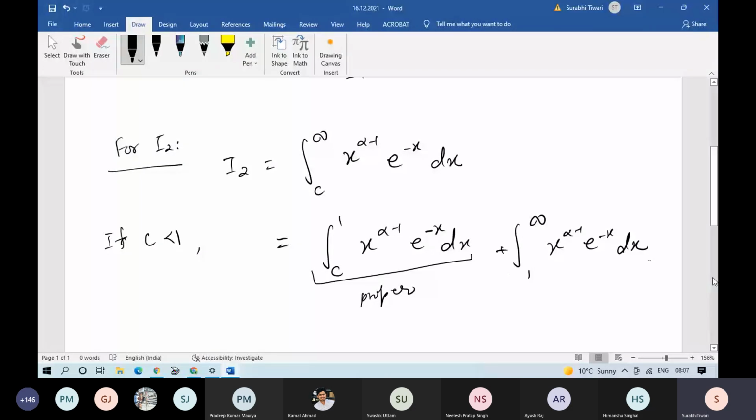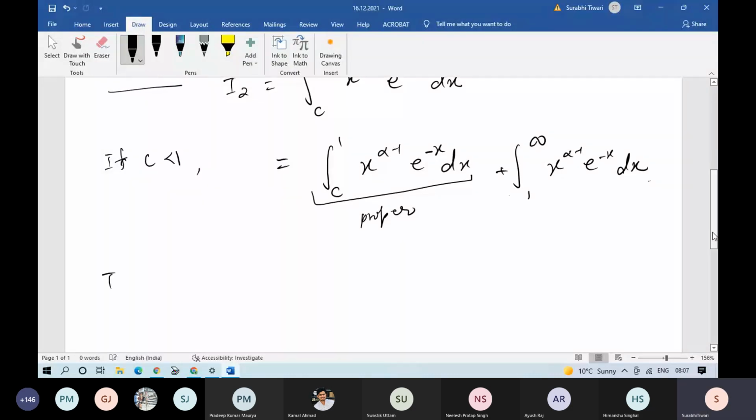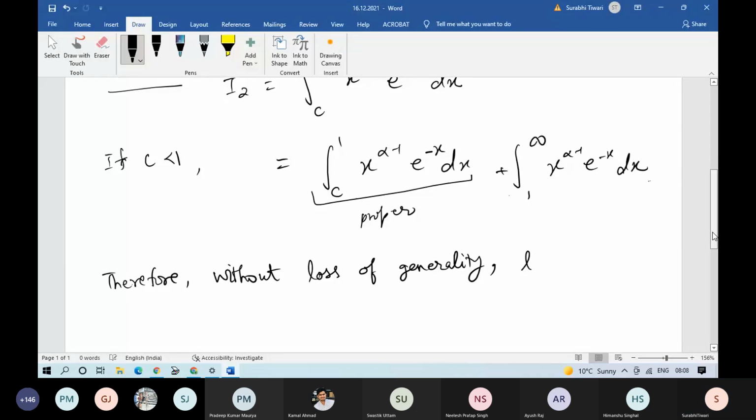So we can assume that c is greater than or equal to 1, because if c is less than 1, this component does not contribute to the nature of the integral. So therefore, we write it as, without loss of generality, let c be greater than or equal to 1.